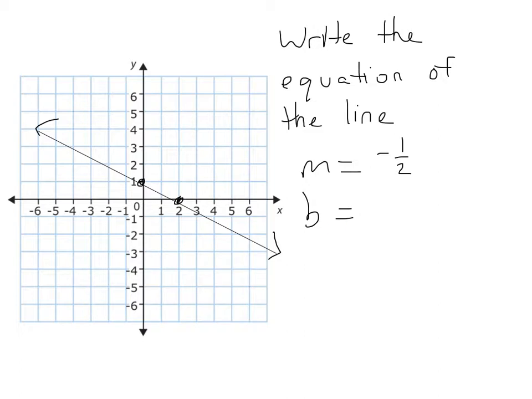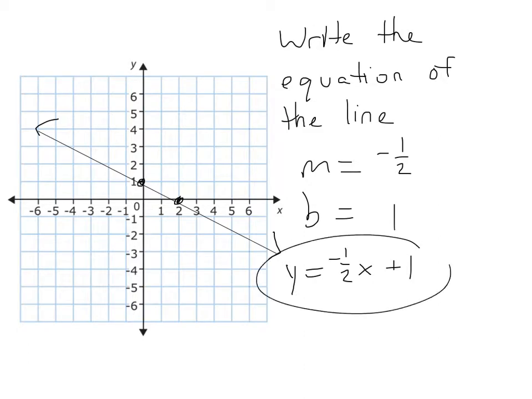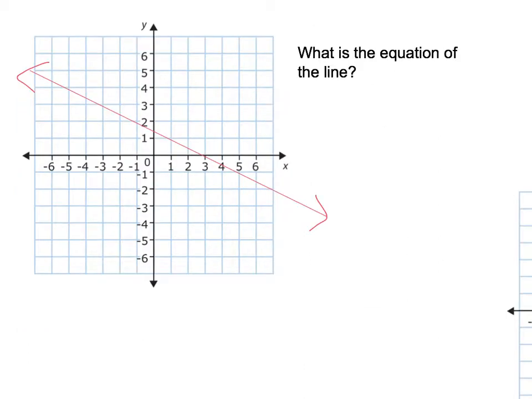Now what's b? Well, again, b is the y-intercept, okay? So this is our y-axis. Where does this line hit the y-axis? Well, it hits right there at positive 1. So we are looking to put this in slope-intercept form, so it's going to be y equals the slope times x. Our slope is negative 1/2 times x, and then plus our y-intercept, which is 1. And we're done.